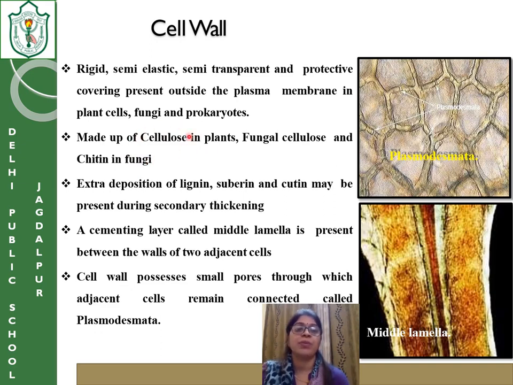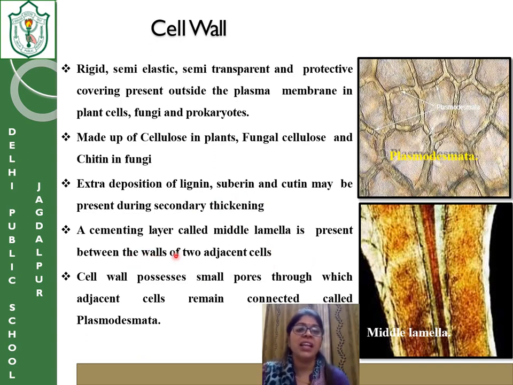In the plants, it is made up of cellulose. In the fungus, it is called chitin, and sometimes fungal cellulose is also there, which is actually called chitin. Extra deposit of lignin, suberin and cutin may be present during the secondary thickening. In the plant cells, when the cells mature, some deposits of lignin, suberin and cutin take place in the cell wall. So it becomes rigid, or basically it becomes dead, cork type of cells. These deposit in the cell wall after the maturation of the cell in the plants.